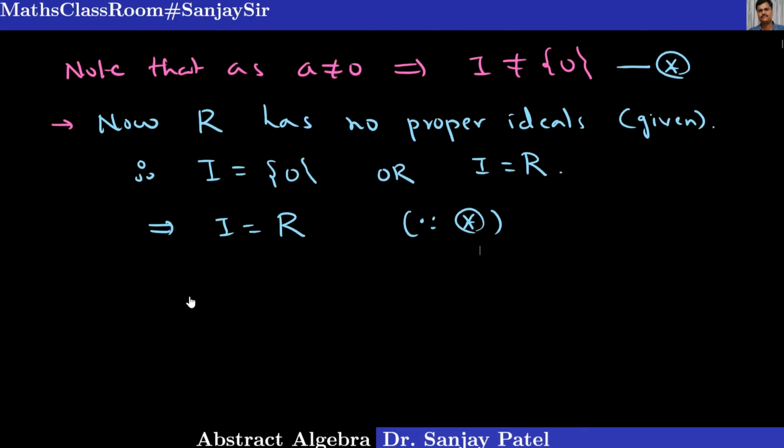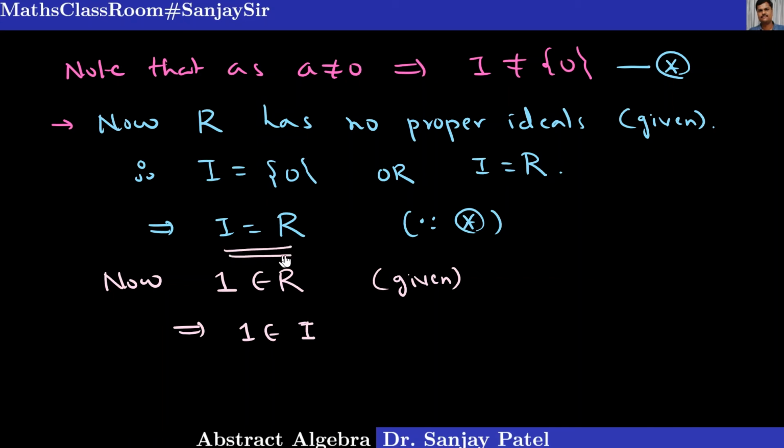Now the important step: the ring R has unity. So now we know that 1 belongs to R. That is also given in the hypothesis that R is a commutative ring with unity. So 1 belongs to R, and that implies 1 belongs to the set I also, because I and R are equal.